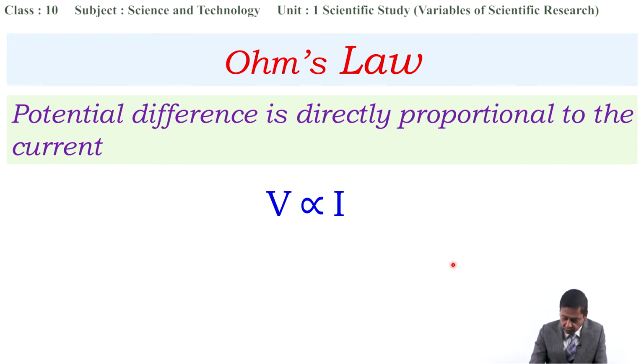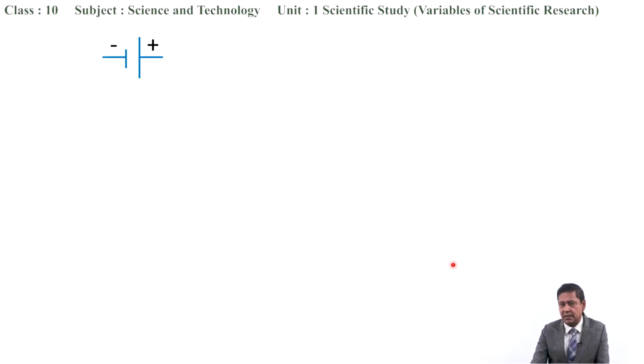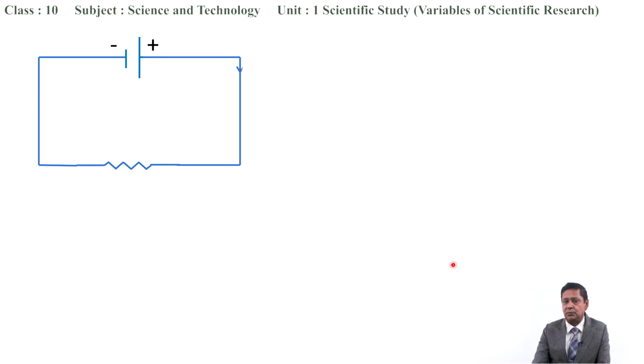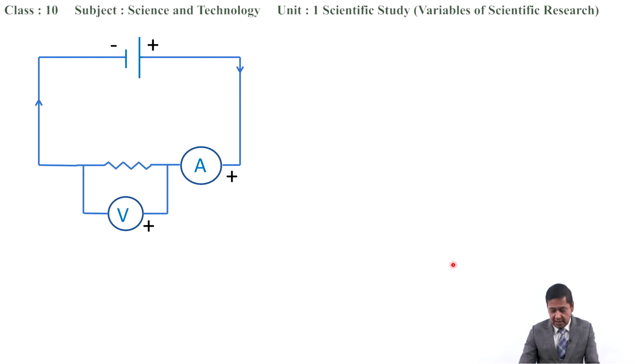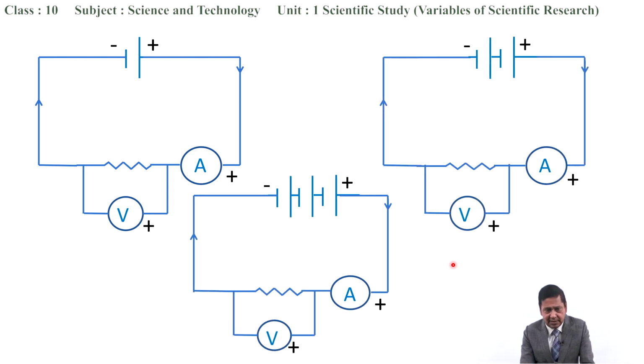Now I want to go back to the same diagram. When one cell was taken and current was measured, and potential difference was measured, and then again two cells were used and three cells were used. What is the difference between these three? We are increasing the number of cells, isn't it? Increase in the number of cells increases the potential difference in the circuit. We are increasing the potential difference in the circuit because we are increasing the number of cells. If the number of cells is increased, then potential difference in the circuit increases.